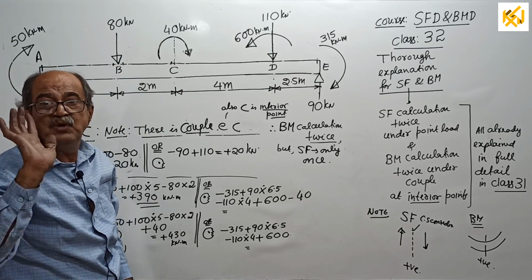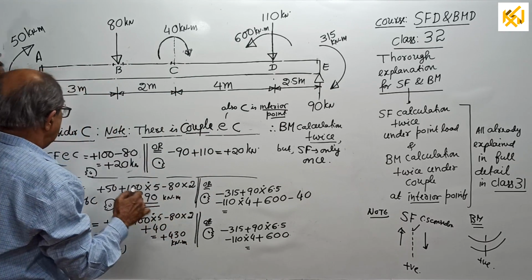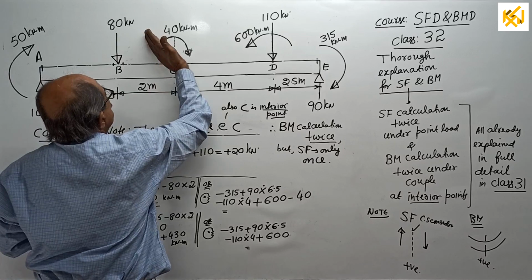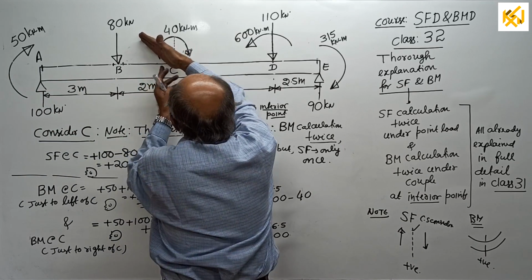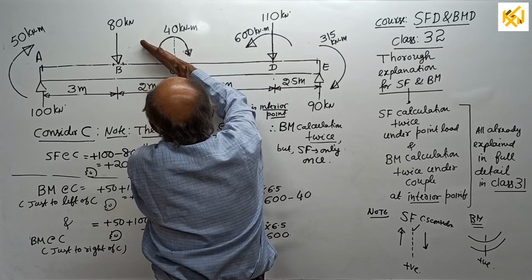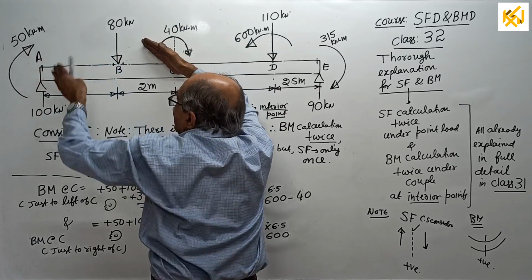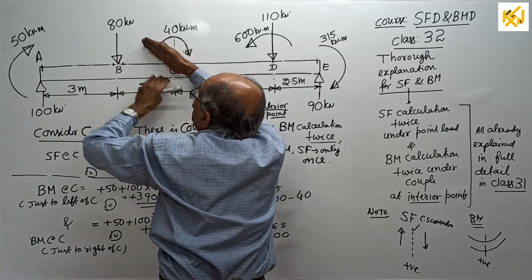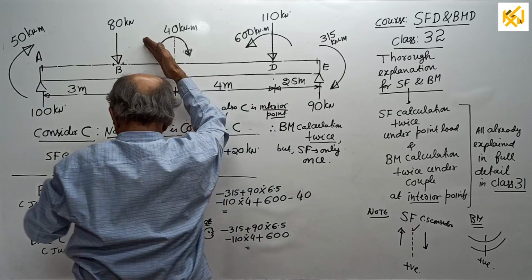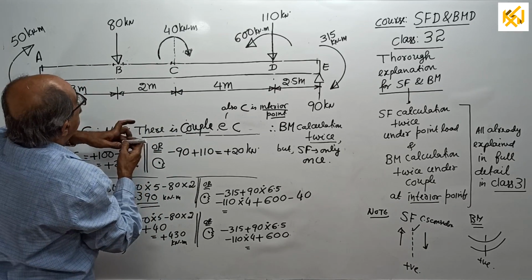Now only I will tell you once again. Okay, let me finish first, then I will tell. Okay, start. Bending moment at C, just to left, see, this way. Because couple is this side now. Slightly to left of C means I cannot see the couple. See, cover it. Plus 50 plus 100 into 5 minus 80 into 2. Where is the calculation here? I got plus 390.